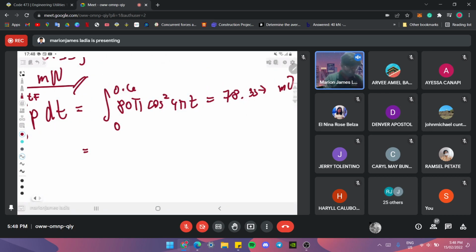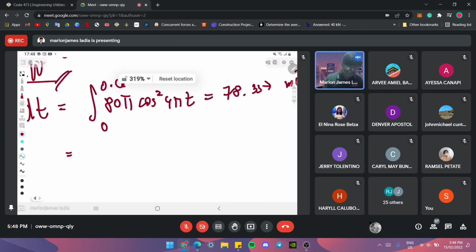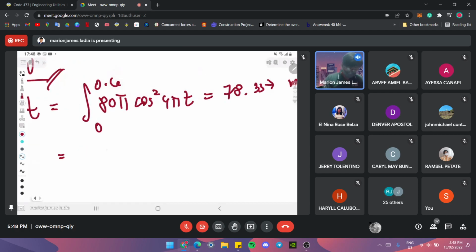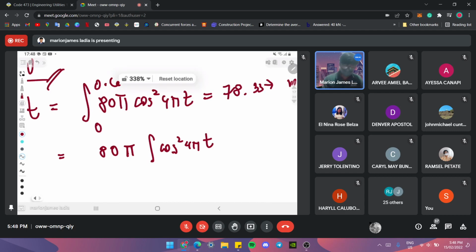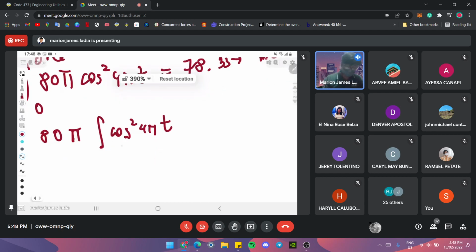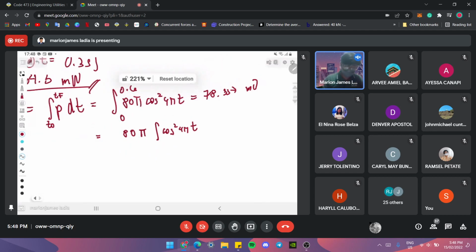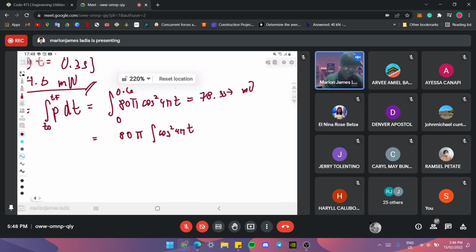So, kanina, medyo nakalimutan ko, no? But nakuha ko pa rin. So, ang gagawin natin, 80 pi, no? So, integral of cosine squared 4 pi t. Okay? So, pag mga ganyan, balik-balikan nyo lang yung trigonometric identities. But, eto, makukuha mo sa double angle formula, di ba? So, huwag natin kalimutan yung ating dt.